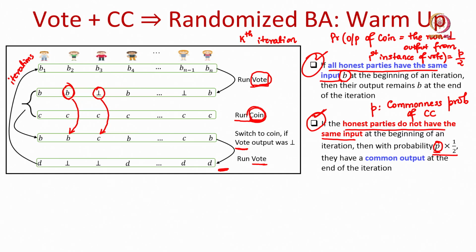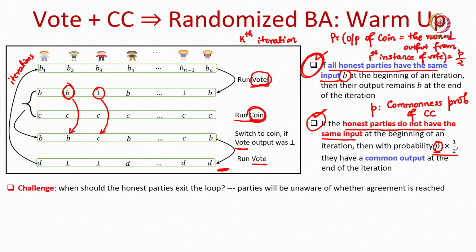depend on this coin primitive to guarantee that at the end of every iteration the parties reach agreement. And once they reach agreement at the end of the iteration, from the next iteration onward, this first property will be triggered and agreement will be maintained. That is basically the idea behind the framework.